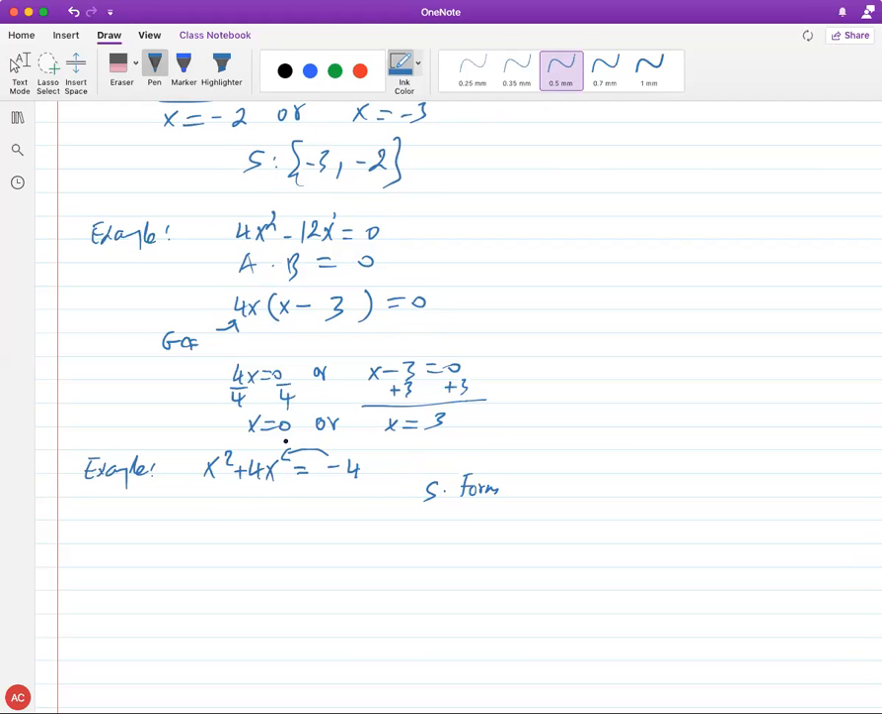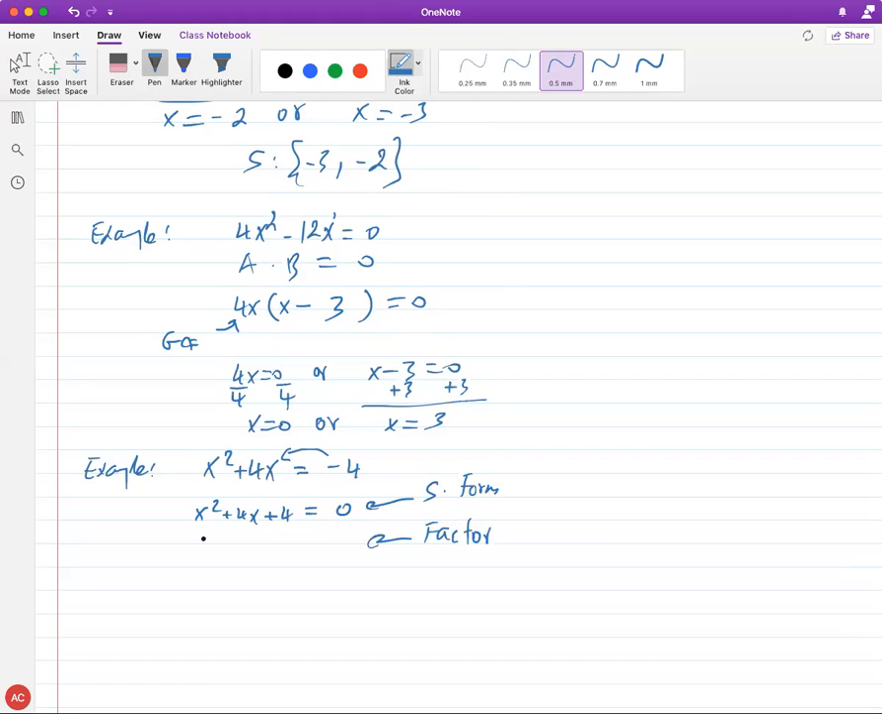What happens to the negative 4 if you move it over? It becomes positive. That's right, negative 4 becomes positive 4, and you have 0 here. Now this is standard form because all the terms are on one side. What is the next step? Factor. That's right. So now we're going to factor this trinomial.